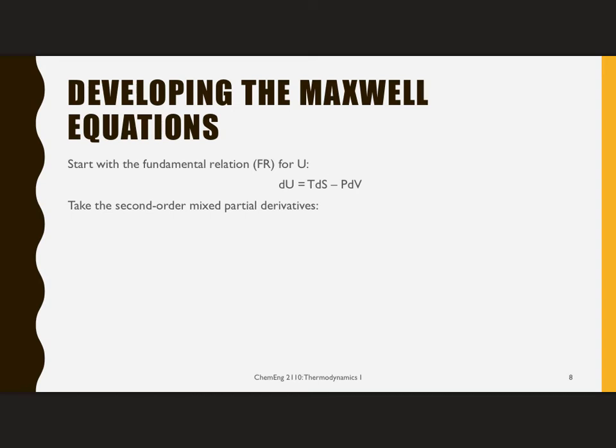So let's start with dU equals TdS minus PdV. And we want to take the second order mixed partial derivatives. We want to apply this definition of being an exact differential. The fact that it's a total derivative tells us that T, temperature, is how U changes with S holding V constant. And negative P is how U changes with V holding S constant.